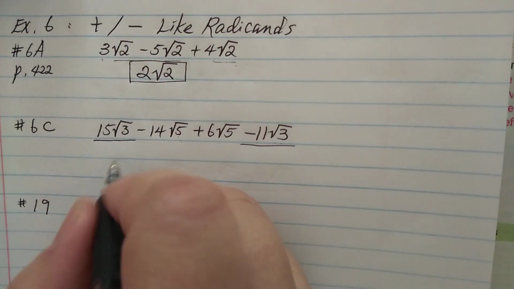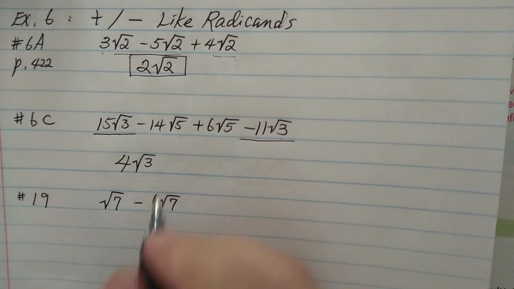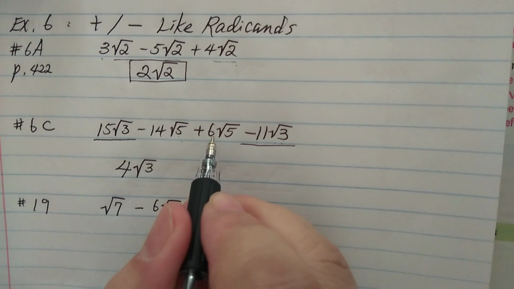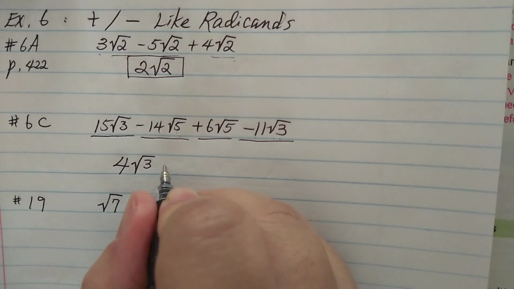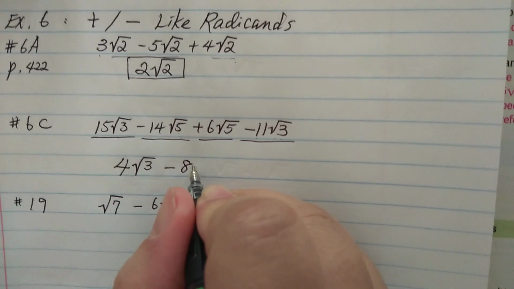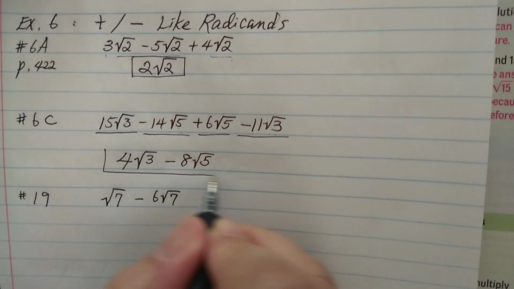15 minus 11 is 4. And then you just write down the radical 3. And then you combine the other two terms which have the same radicand, -14 with 6, which will give you a -8. And then you write down the radical 5, and that's your answer.